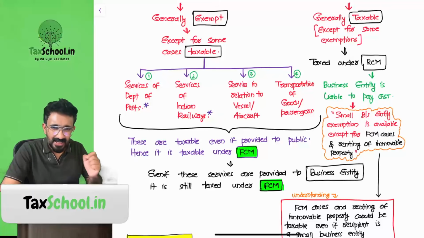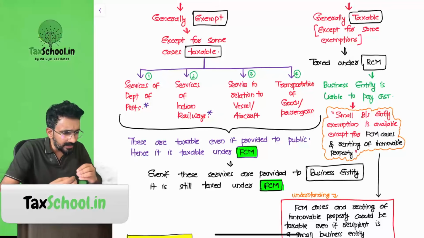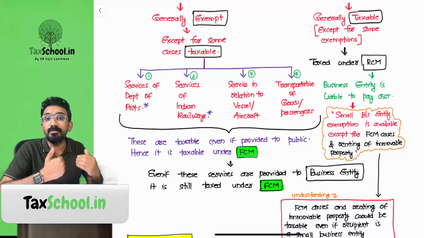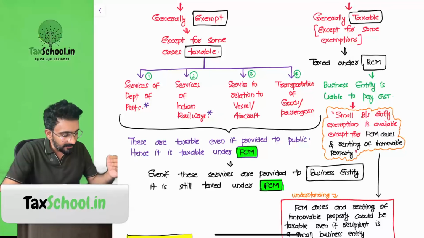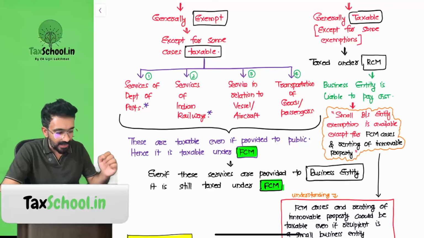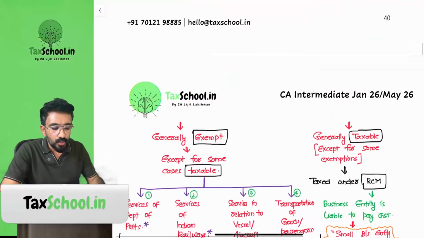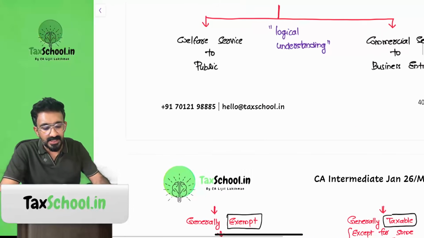These are generally exempt. I'm trying to do a little deviation from the main Act, trying to oversimplify it so that you remember this for your examination. So I'm saying government or local authority providing a supply which is welfare in nature to the public would be generally exempt. Now, to whom else can the government provide services?